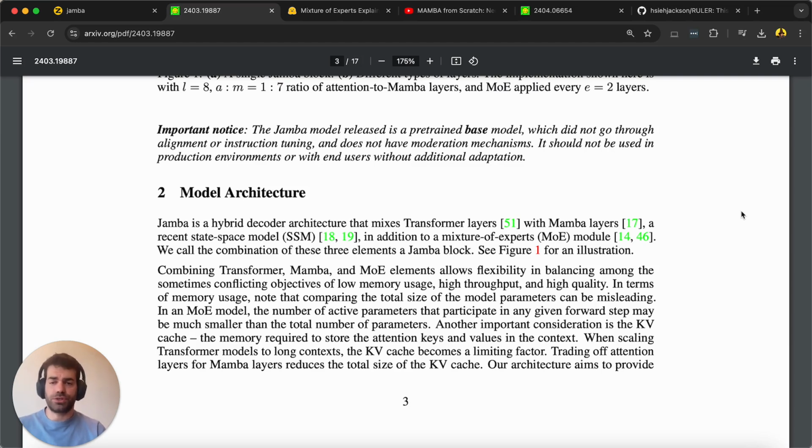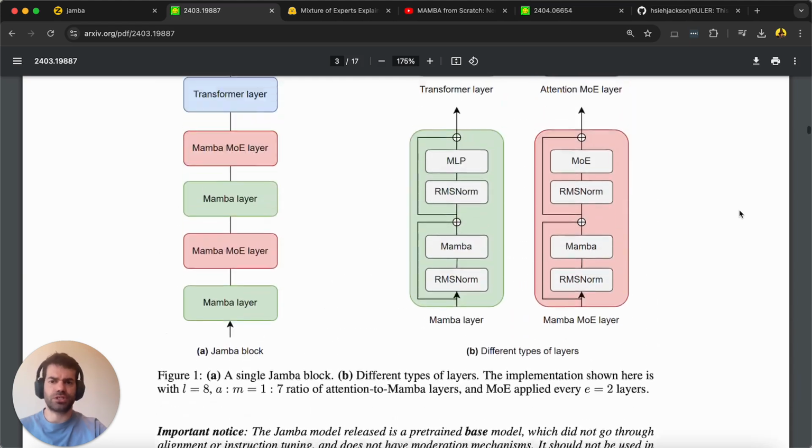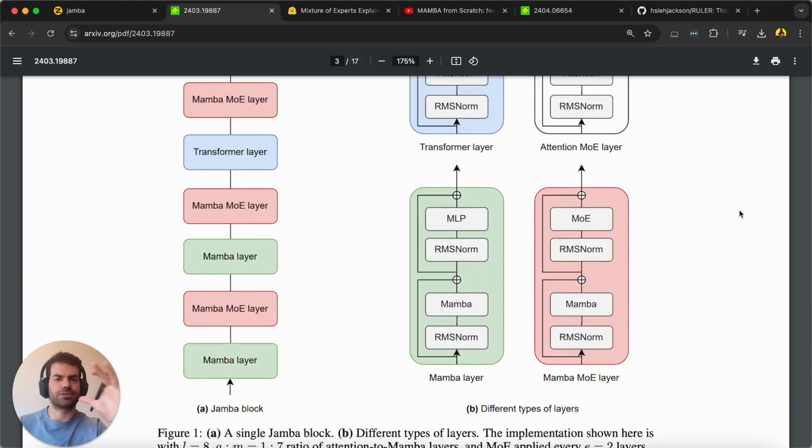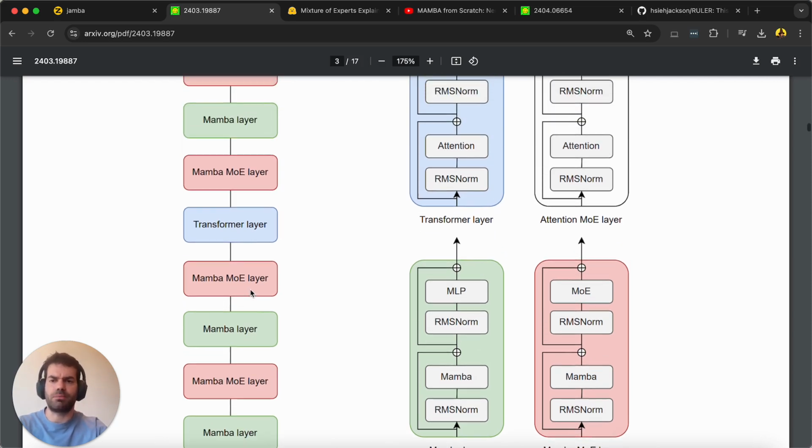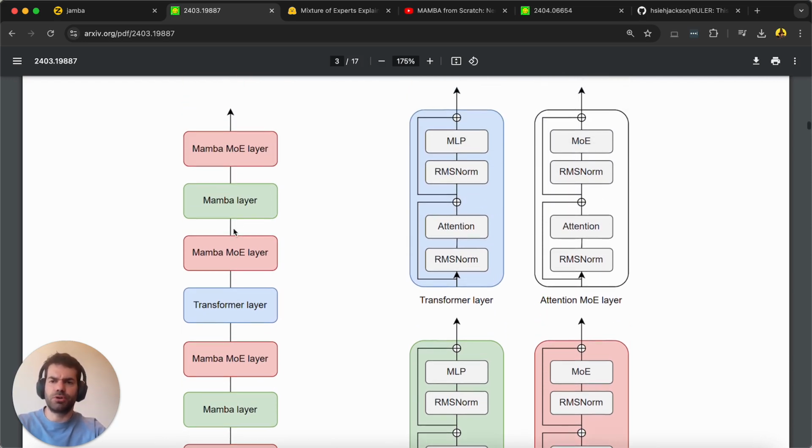So now what we want to do is to really delve into the model architecture. Let's just look at this image. I think it's rather clear and really explains everything. Essentially this is how a Jamba block looks like, what is inside of the Jamba model, but you can play with it, as you will see later. You can see that it starts with a Mamba layer, then a Mamba MOE layer, Mamba, Mamba MOE again, Transformer, Mamba MOE, Mamba, and Mamba MOE.